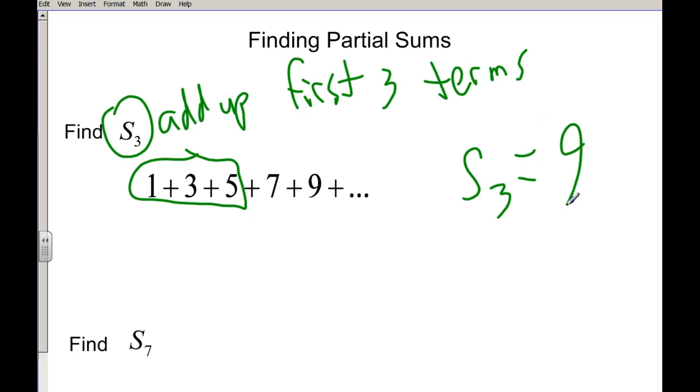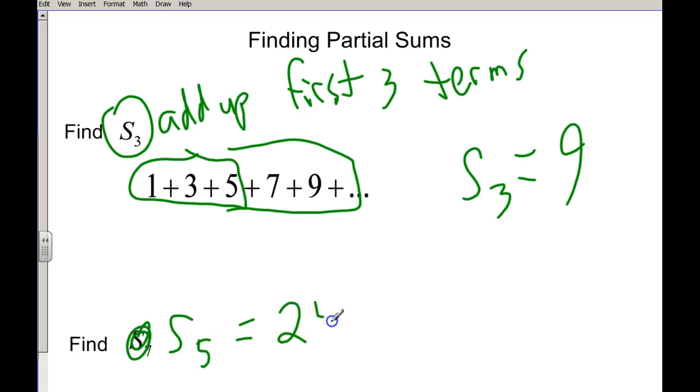If they said, what is S sub 7? Well, let's do one that we have there, S sub 5. S sub 5 would be 1 plus 3 plus 5 plus 7 plus 9. So 16 plus 9 is 25. And so you can see all you're doing is adding up the first 5 terms, or first 3 terms, or however many they ask you to add up.